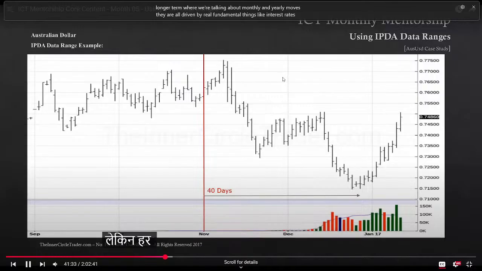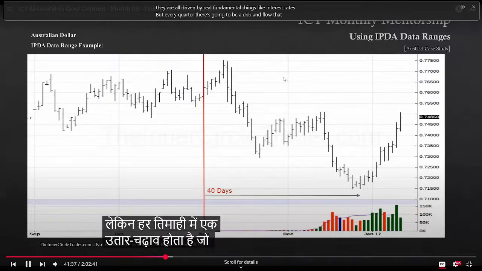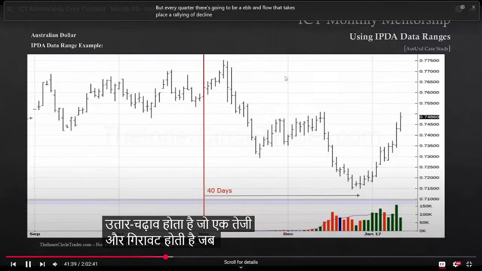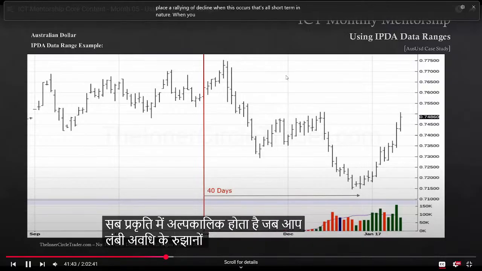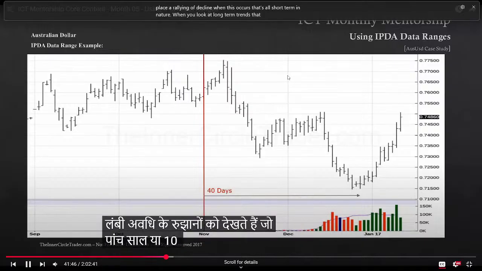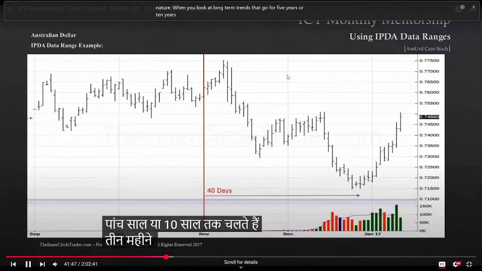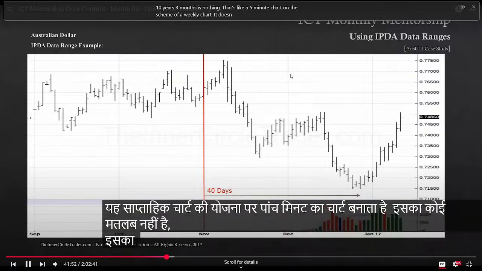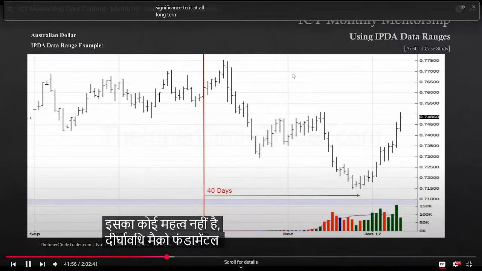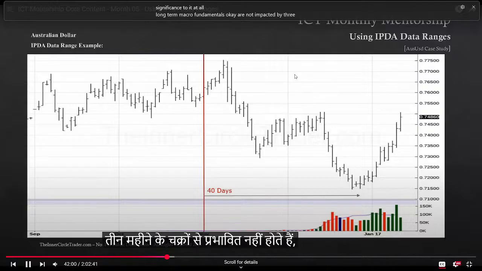But every quarter, there's going to be an ebb and flow that takes place, a rally and a decline. When this occurs, that's all short-term in nature. When you look at long-term trends that go for 5 years or 10 years, 3 months is nothing. That's like a 5-minute chart in the scheme of a weekly chart. It doesn't mean anything. There's no significance to it at all. Long-term macro fundamentals are not impacted by 3-month cycles.